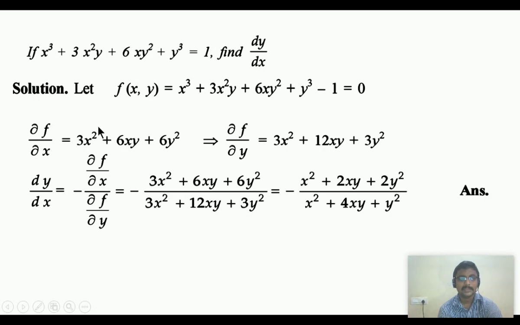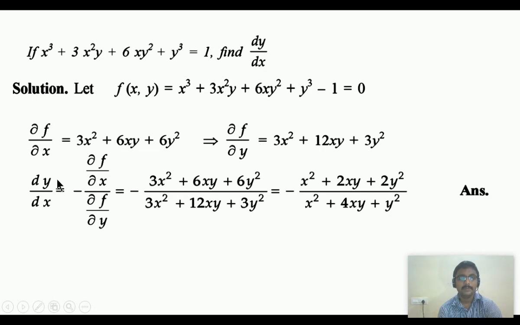constant. X cube derivative 3x square, 3y constant, x square derivative 2x, 3y into 2x is 6xy, plus 6y square, keep it as silent, x derivative is 1, so 6y square, y cube derivative 0, minus 1 derivative 0. Similarly, differentiating f partially with respect to y, so we will have like this.